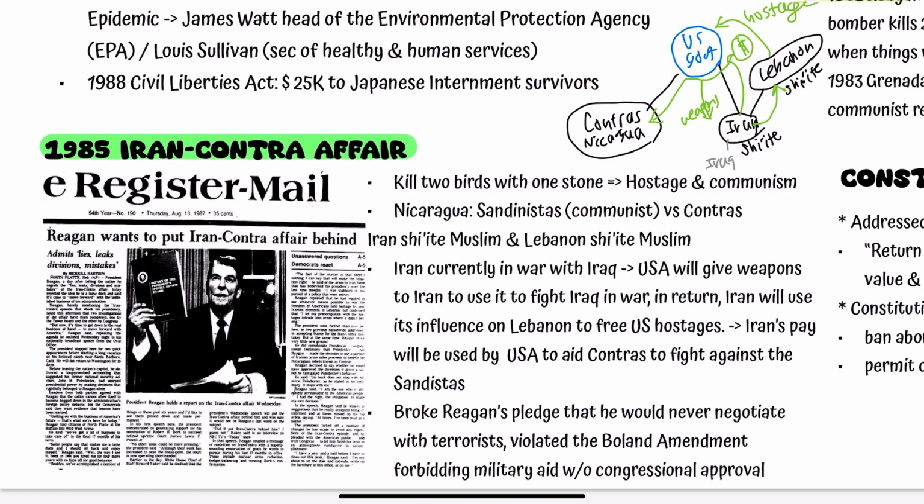And this was problematic because it broke Reagan's pledge that he would never negotiate with terrorists, and also it violated the Boland Amendment, which forbade military aid without congressional approval. So all of this was basically illegal, and some of the people within the Reagan administration, like Oliver North, resigned. He resigned from his office because of this affair and many other things.